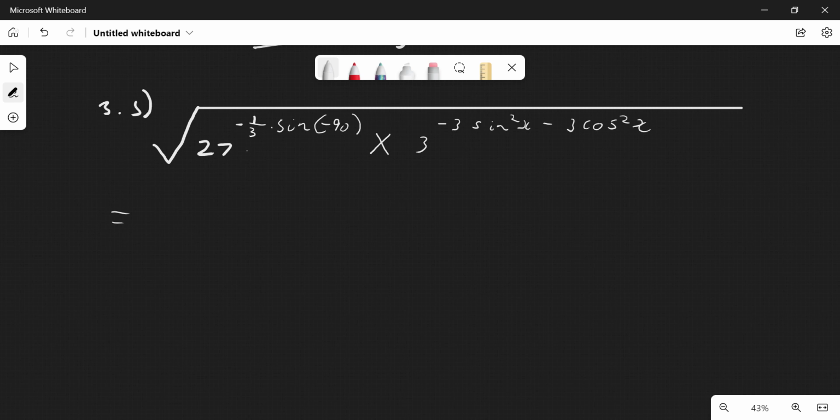So as I'm writing this, immediately I'm seeing a 27 and a 3, so there's definitely going to be a common base there. I'm seeing 1 over 3, and I'm seeing sine 90. I know sine 90 is something I can work with because that's a special angle.